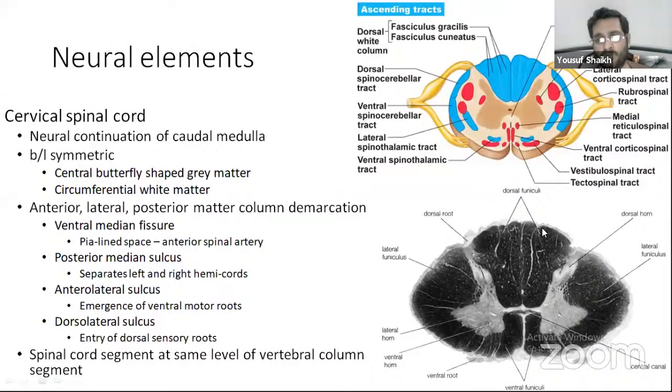Now, I will not go into the details of the tracts of the spinal cord, knowing the fact that the spinal cord has an H-shaped gray matter and then various ascending and descending tracts. It should be okay for now. Anteriorly, we have the important corticospinal tracts, and posteriorly, we have the dorsal column. And then we have the posterior dorsal sensory root and ventral motor root that contribute to the formation of the cervical spinal nerve.